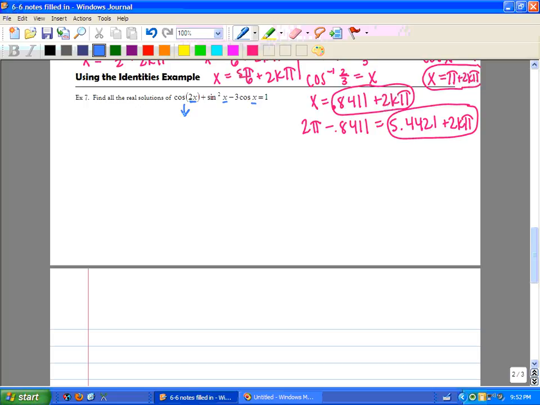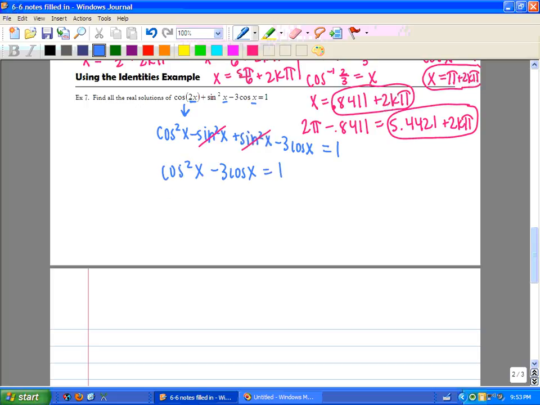The double angle formula has lots of choices. You could really use any of them, but the one I think will help you the most is if you change it to cosine squared minus sine squared. Because if we make that substitution and write out the rest of the problem, you'll notice that the sine squareds go away. So you're left with cosine squared x minus 3 cosine x equals 1.